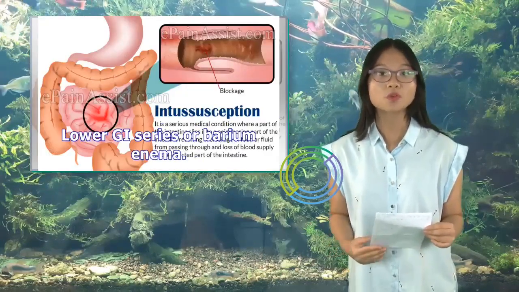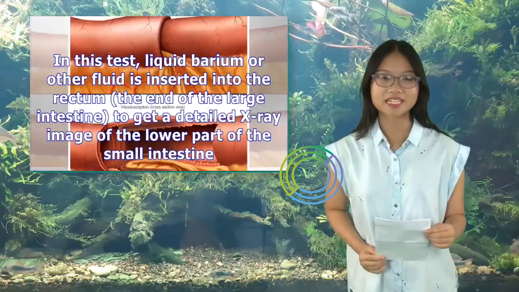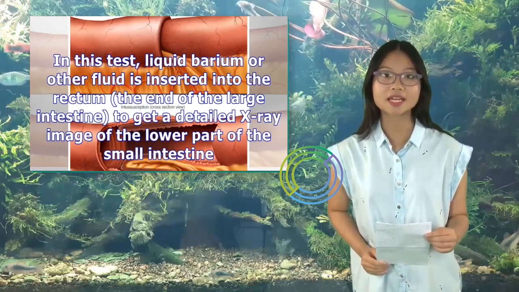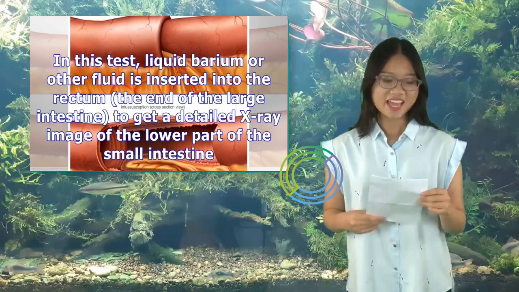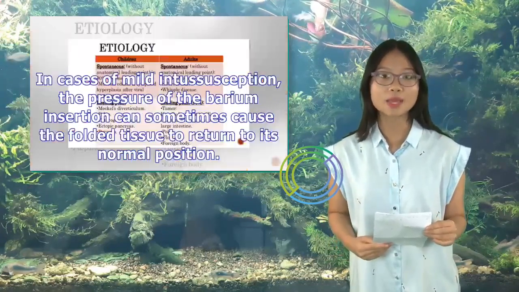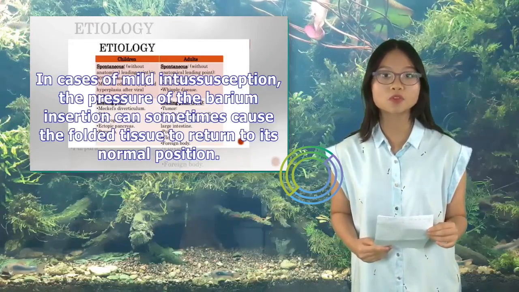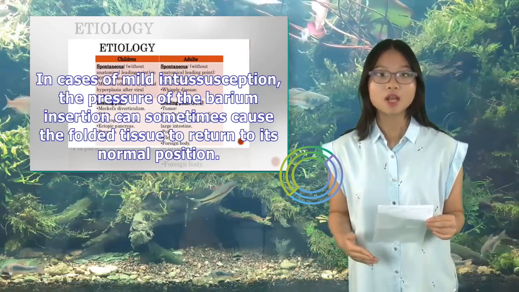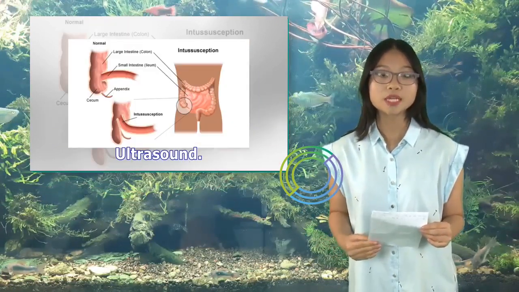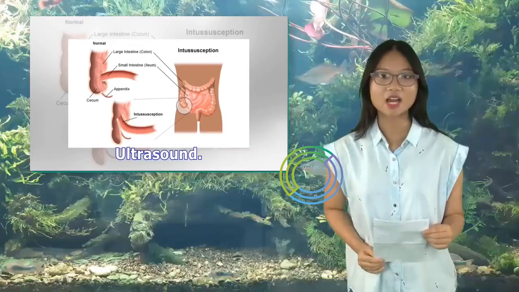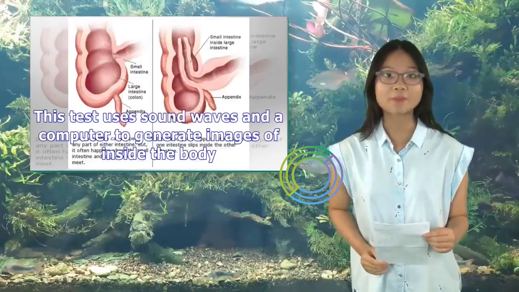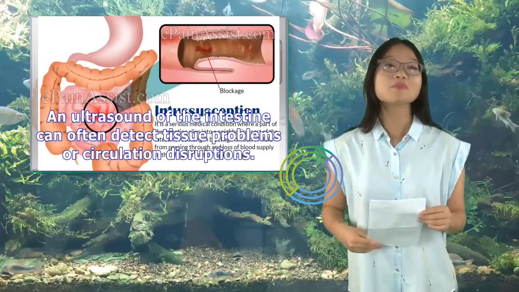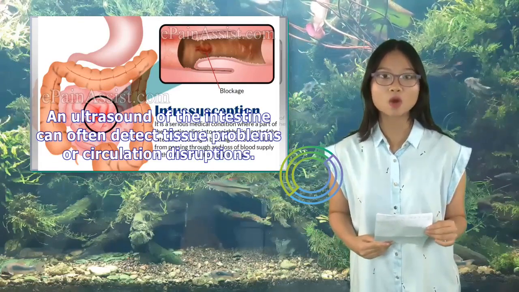Lower GI series or barium enema. In this test, liquid barium or other fluid is inserted into the rectum, the end of the large intestine, to get a detailed X-ray image of the lower part of the small intestine. In cases of mild intussusception, the pressure of the barium insertion can sometimes cause the folded tissue to return to its normal position. Ultrasound. This test uses sound waves and a computer to generate images of inside the body. An ultrasound of the intestine can often detect tissue problems or circulation disruptions.